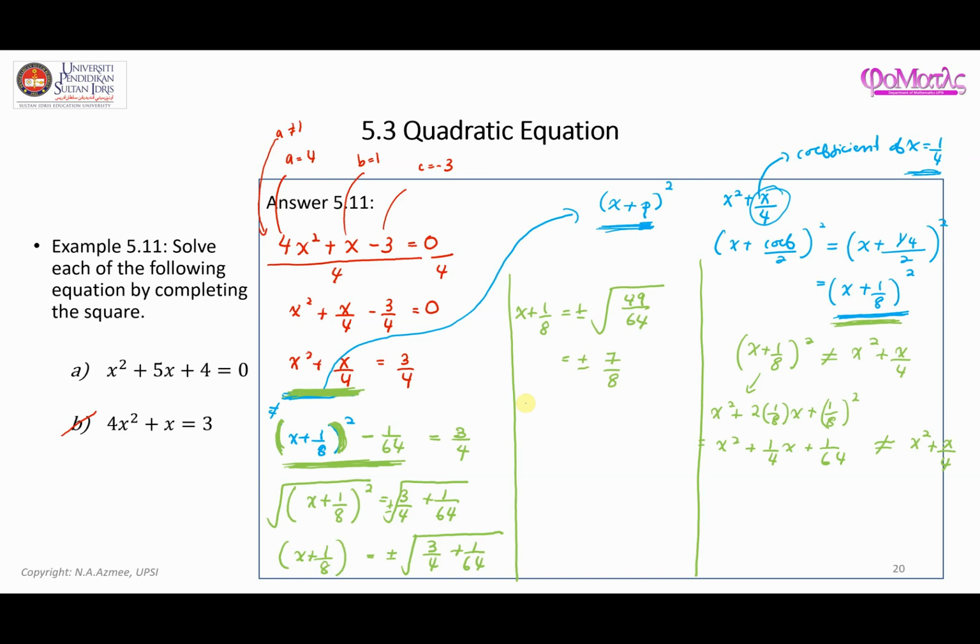So now, what is x? x is equal to negative 1 over 8 plus minus 7 over 8. Therefore, x is negative 1 over 8 minus 7 over 8, or x is negative 1 over 8 plus 7 over 8. And this one is negative 1, the answer is negative 1. And this one is 6 over 8, which is equal to 3 over 4. So these are the solutions to the second question.